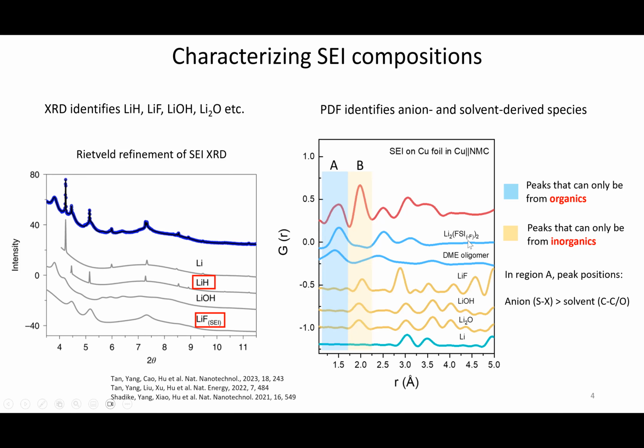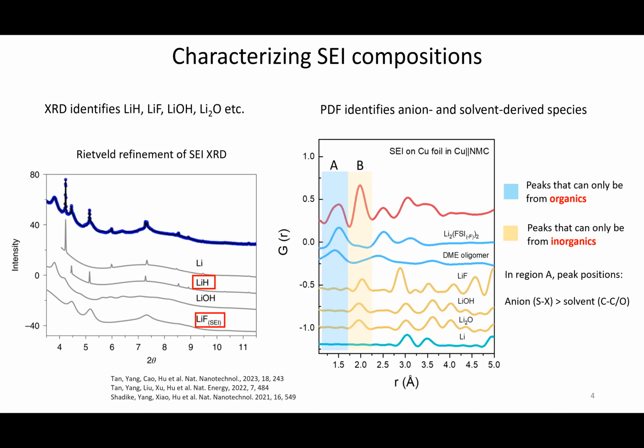And since FSI is symmetric, so actually there's one fluorine lost from each side. So there's two fluorine lost, forming this kind of the fragment of the anion. And for the DME oligomer, it's also based on the previous modeling work that predicts that when DME decomposes, they actually form this kind of oligomer between the two DME fragments, producing the DME oligomer structure, and we can calculate that to obtain this kind of pattern.